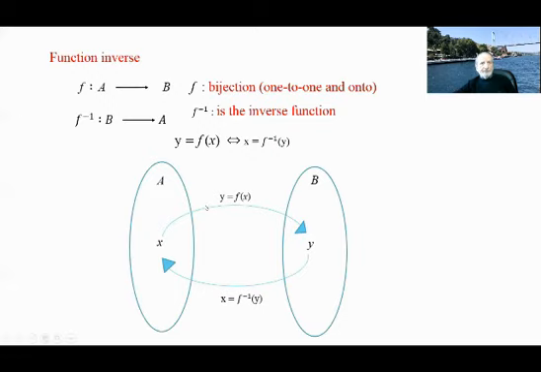Function inverse. If you have a function from A to B, which is a bijection, which means at the same time one-to-one and onto, you can invert this function. The inverse function, f minus 1, is from B to A. f minus 1 is called the inverse function. So y equals f(x) is equivalent to x equals f minus 1 of y. See, x takes you to y by f, and f minus 1 brings you back to x.